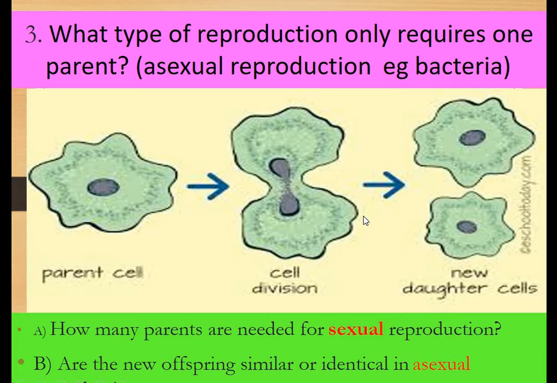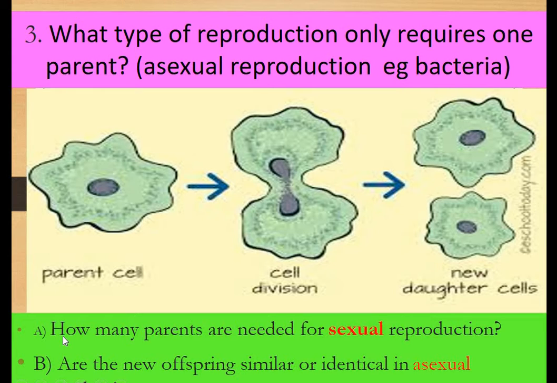Right, question 3 had to do with reproduction. What type of reproduction requires one parent? Well, here you can see one cell. The nucleus divides, then the cytoplasm divides, and then you find 2 identical offspring. So asexual reproduction requires one parent. Can you put that heading and draw this diagram? This is an example of asexual reproduction in bacteria or in an amoeba, which is a protist.